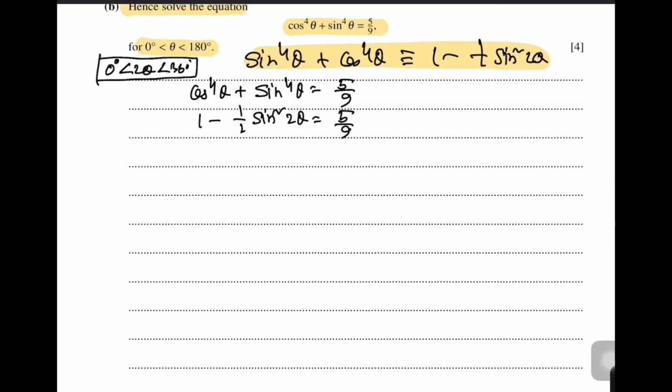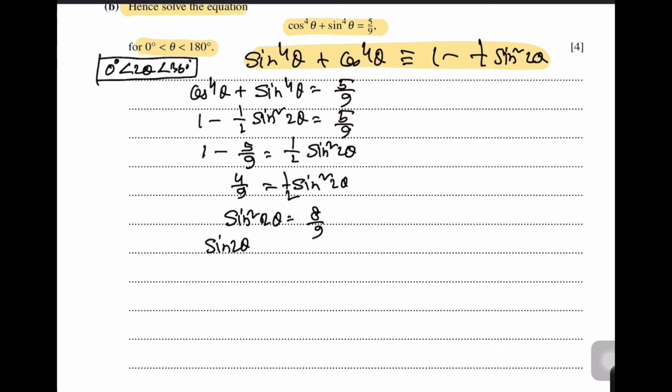So 1 minus 5 by 9 equals half sin square 2 theta. If we subtract, it will be 9 minus 5, 4 by 9. That is half sin square 2 theta. So sin square 2 theta equals 8 by 9. That means sin 2 theta equals plus or minus 2 root 2 divided by 3.